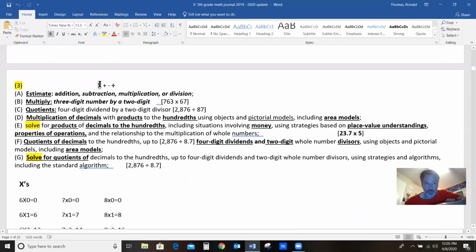The answer to a times problem is the product. To an add is the sum. To a minus is the difference. To a division is called the quotient. Now, you've got to know how to estimate, adding, subtracting, multiplying, and dividing, the 4 operations.